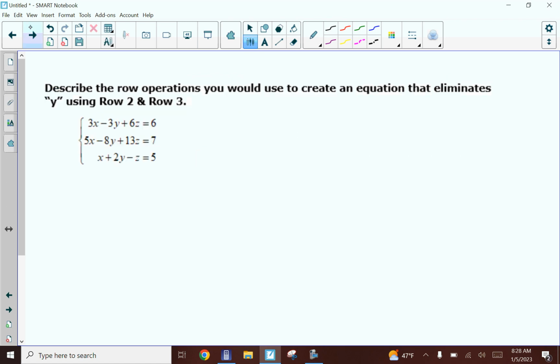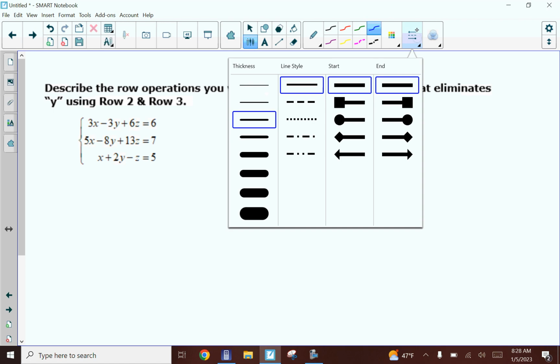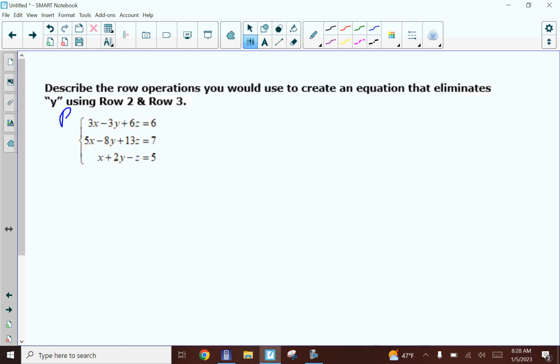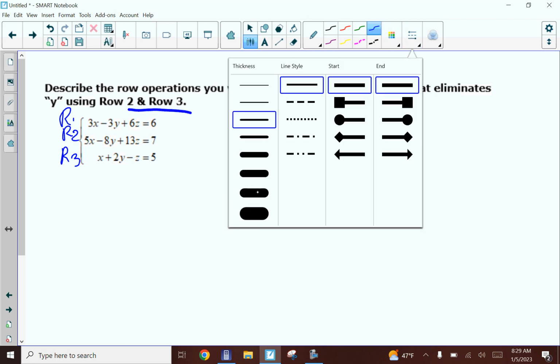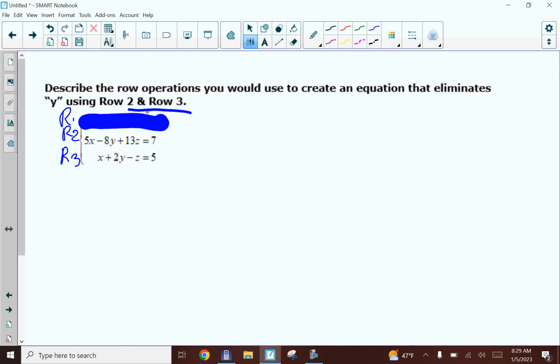Okay, I'll show you that again. So look at the strategy because that's the most important thing. First, this is row 1, row 2, and row 3. The question here says row 2 and row 3. So I need to get rid of row 1 again. Row 1 is just a distraction.